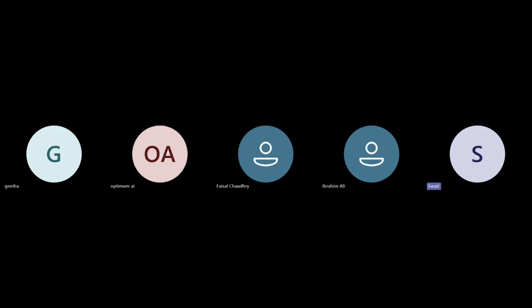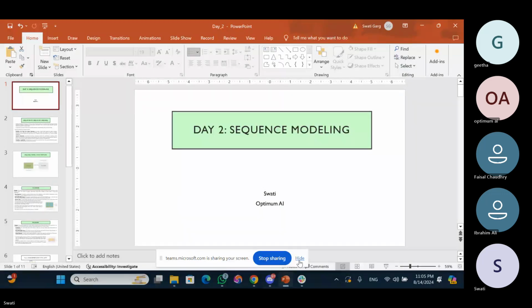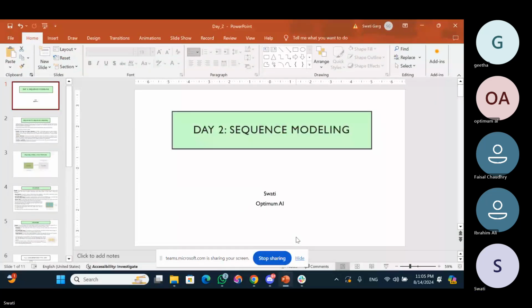I hope you guys can see my screen. Okay, is my screen visible to you all? Am I audible or not? Yes, Swati, you can go ahead.